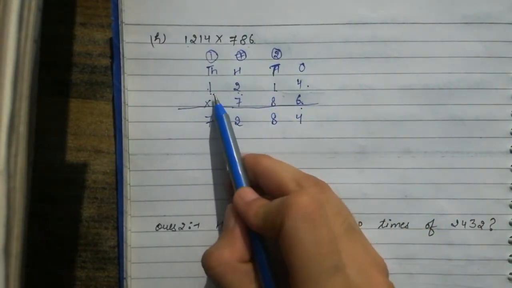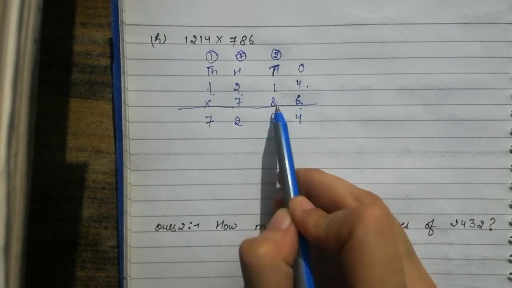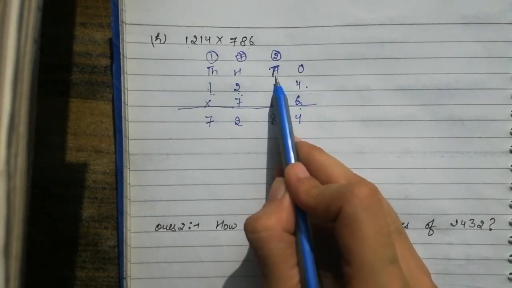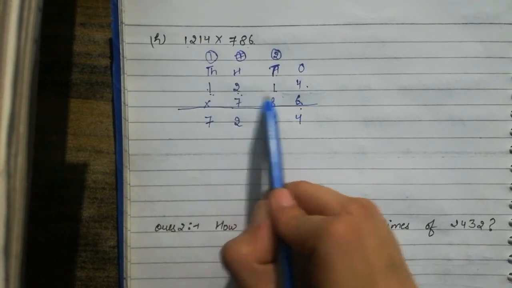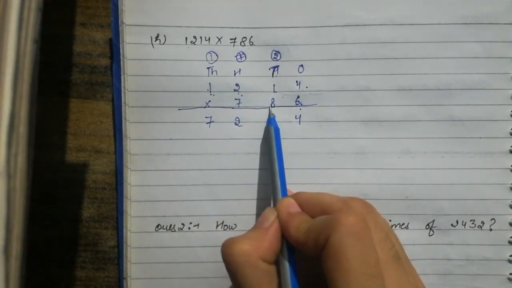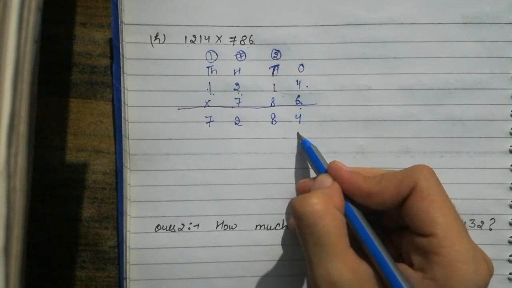Now we have to multiply this number by 8. But the place value of 8 is tens. That means what we are doing? We are multiplying 1214 by 80. So we will place 0 at ones place.